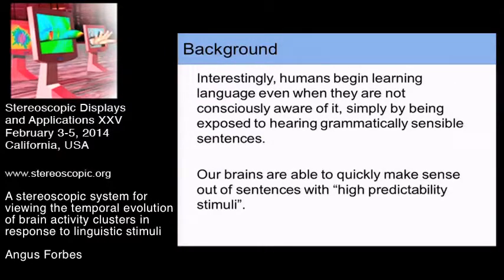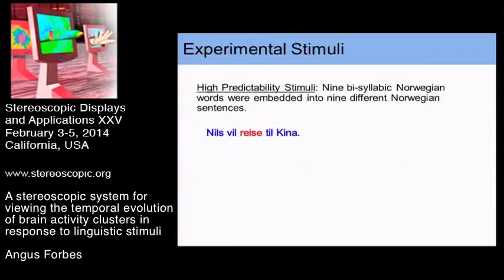And so I thought this was very interesting, is that humans begin learning language, both adults and children, even when they're not consciously aware of it, simply by being exposed to hearing grammatically sensible sentences. And our brains are able to quickly make sense out of sentences with the high predictability stimuli.